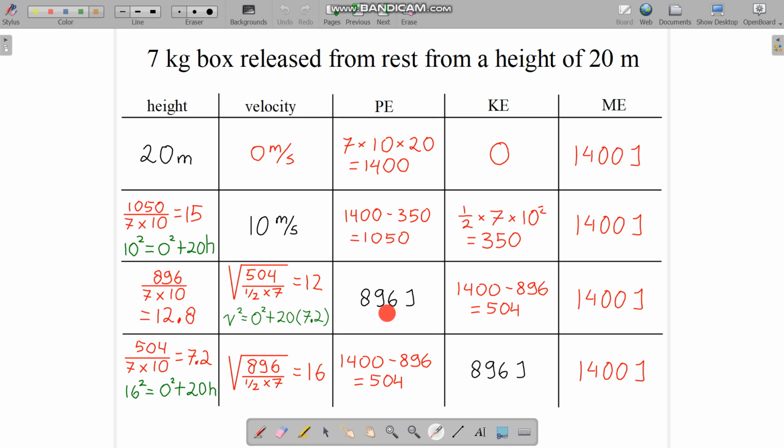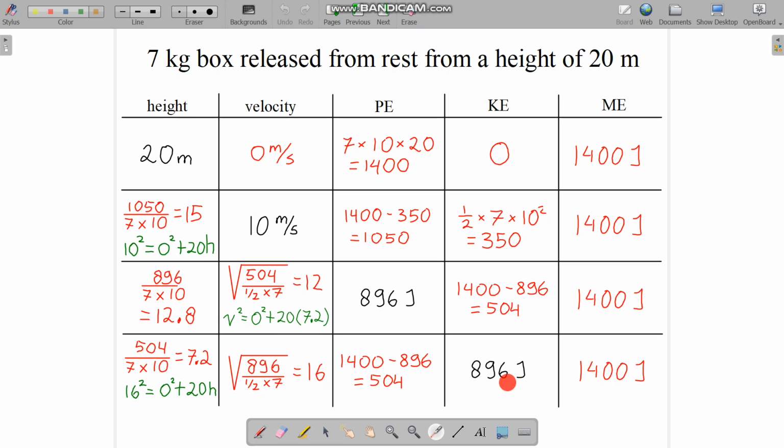If we know the PE, we can find the height. PE divided by mg, we get the height. And if we have the height, this is the height from the ground, which means the distance fallen is 20 minus this, which is 7.2. So if you want to use suvat, we have to use the distance fallen, which is 7.2. We get velocity equals 12 as well here.